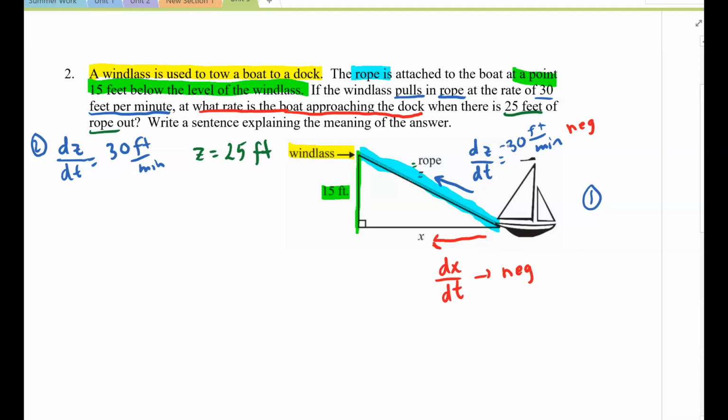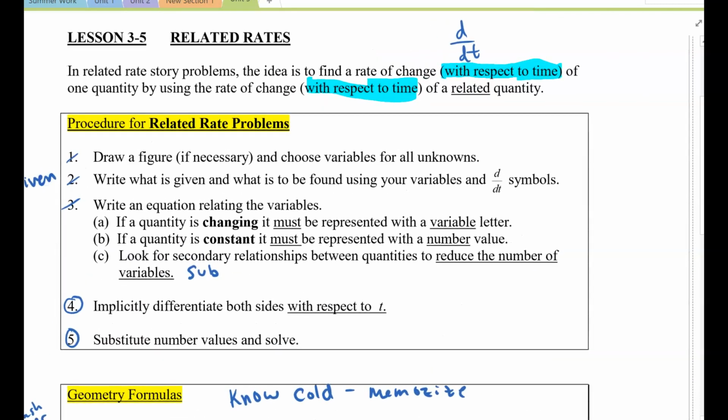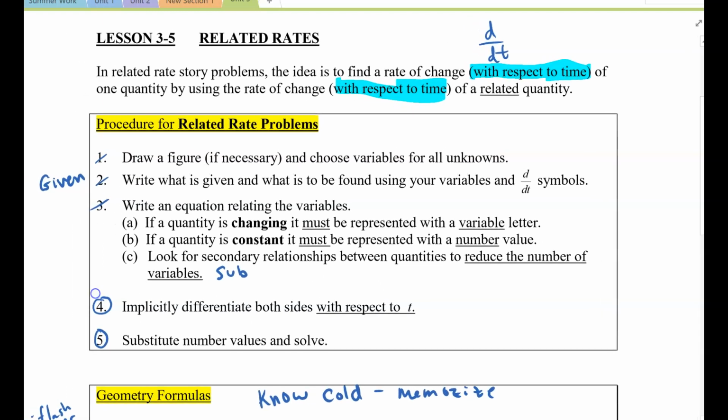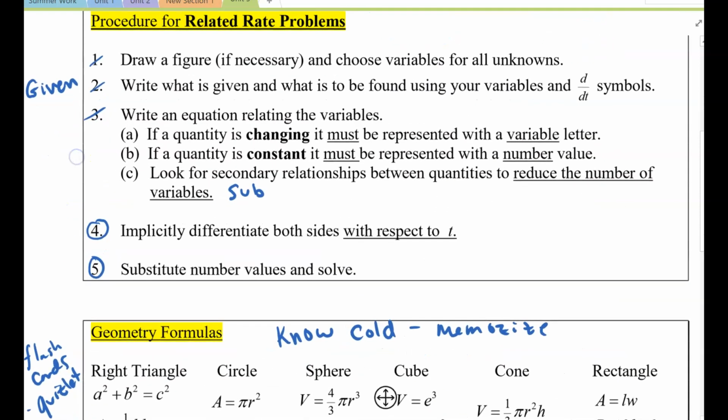Okay, so I have my given information. The problem is asking about dx/dt. We want to know this, and I want to go ahead and solve this. So let's go back to our problem steps. We have drawn a figure. We have written what is given and what is to be found with our differentiation symbols. Now we need to write an equation relating the variables.